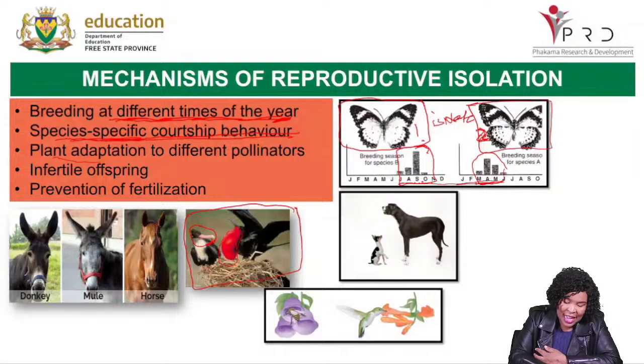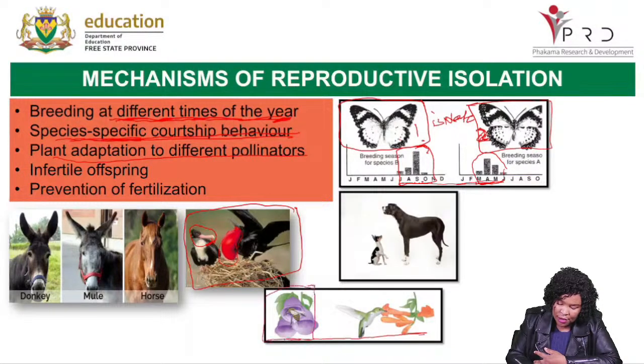Then, plant adaptation to different pollinators. For example, if you see these plants here, they have evolved or formed new species to be pollinated by bees. And these ones here are pollinated by birds. It means this organism and this organism can no longer interbreed because they have adapted to different pollinators. Pollinators will be your bees or your birds.